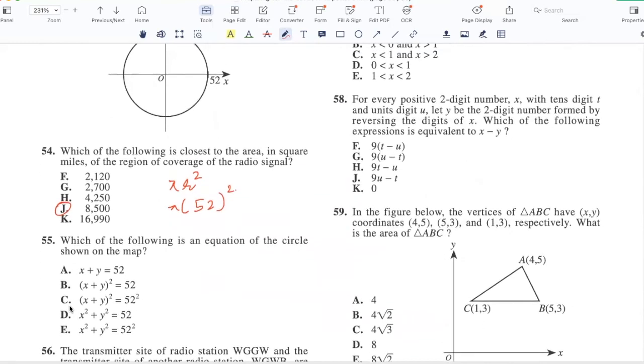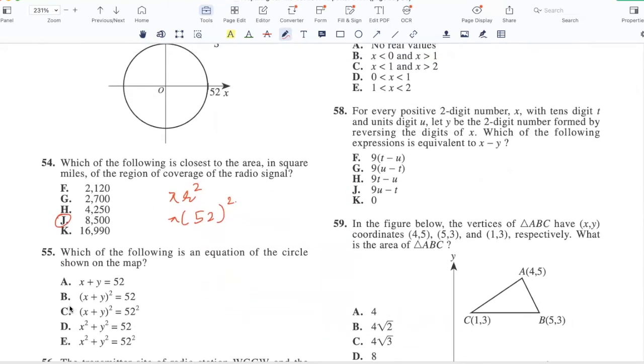Which of the following is an equation of the circle shown on the map? So the equation of a circle in the standard coordinate plane is x minus h whole squared plus y minus k whole squared is r squared, where h comma k is the center coordinates and r is the radius. So here the center is the origin, so it will be x squared plus y squared is 52 squared. X squared plus y squared is 52 squared, option E.